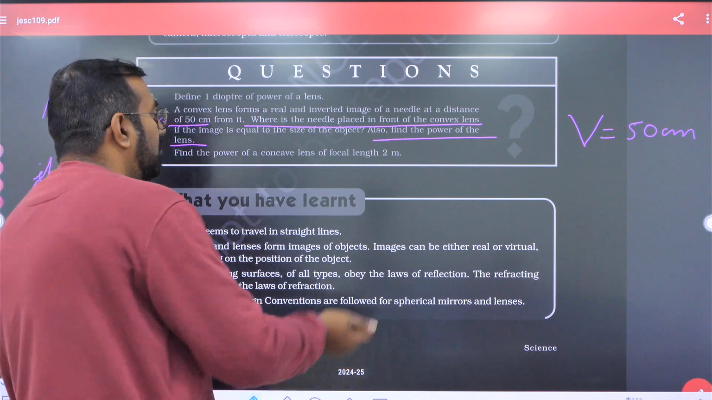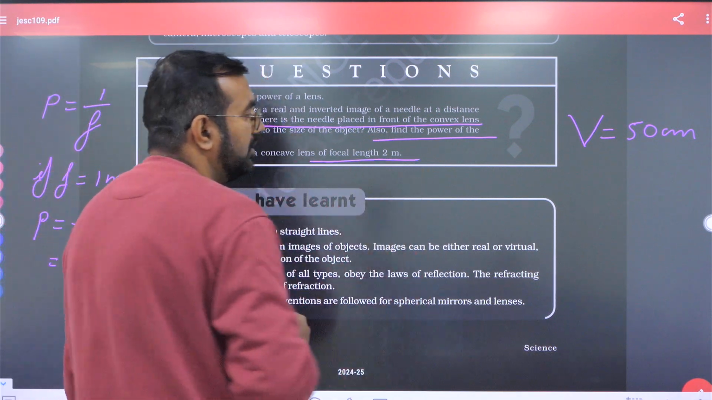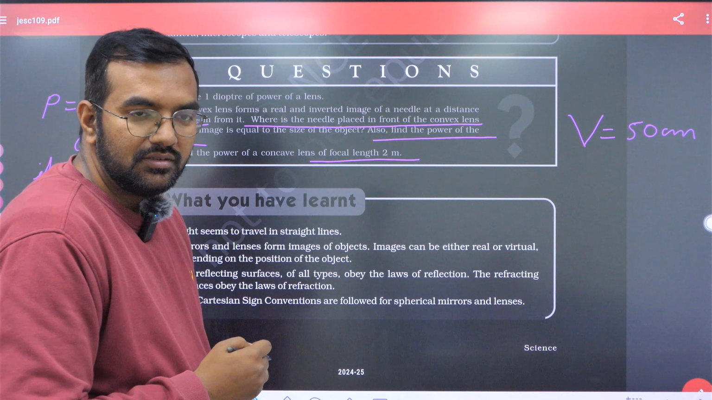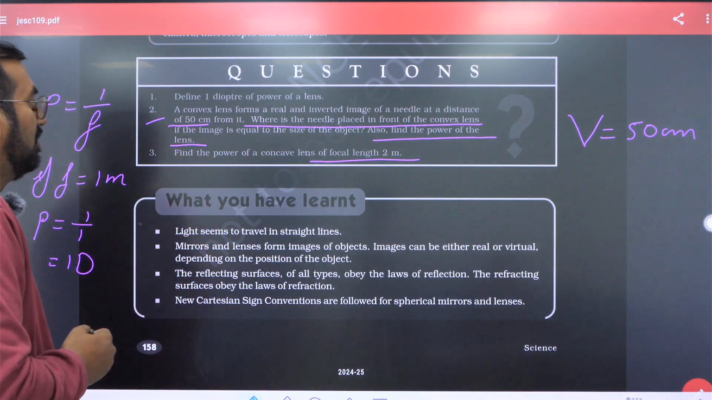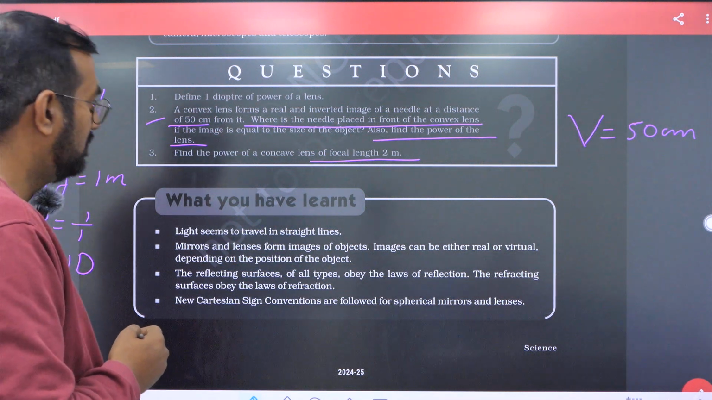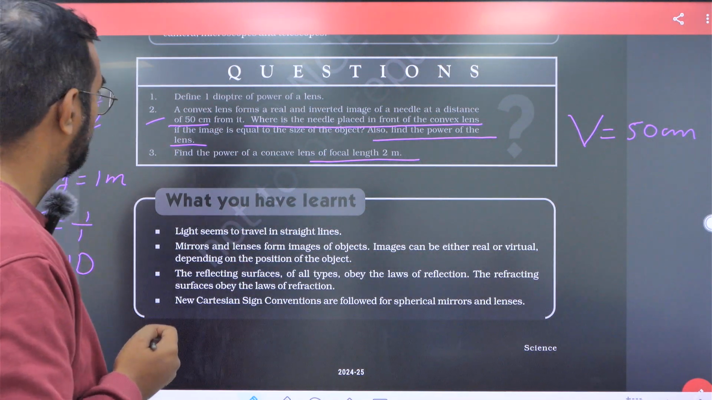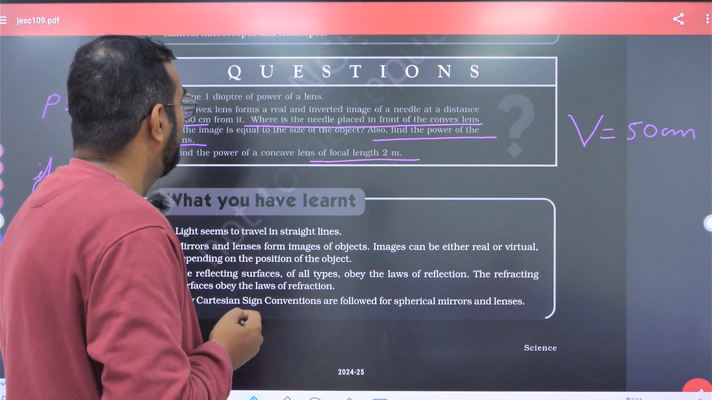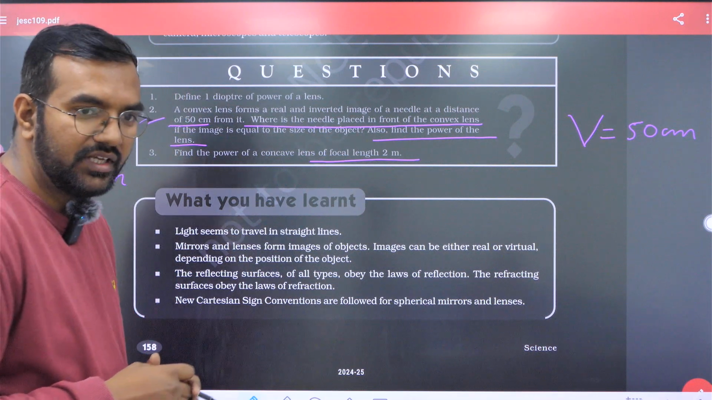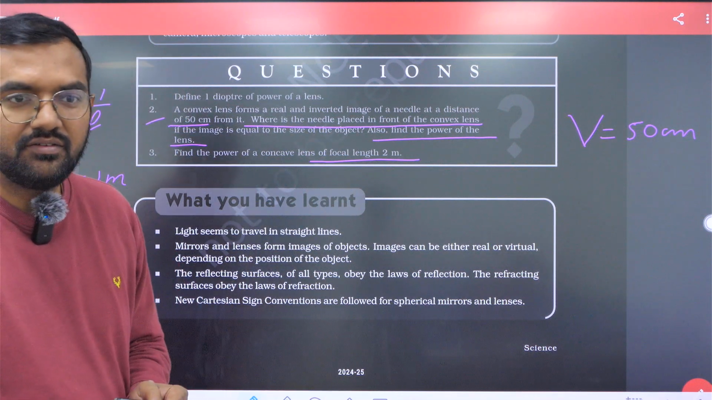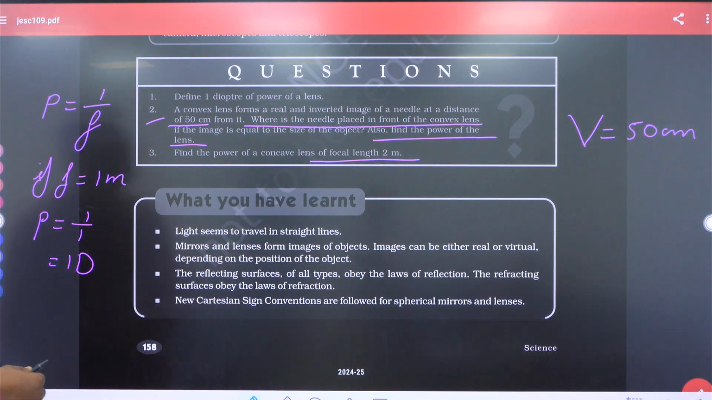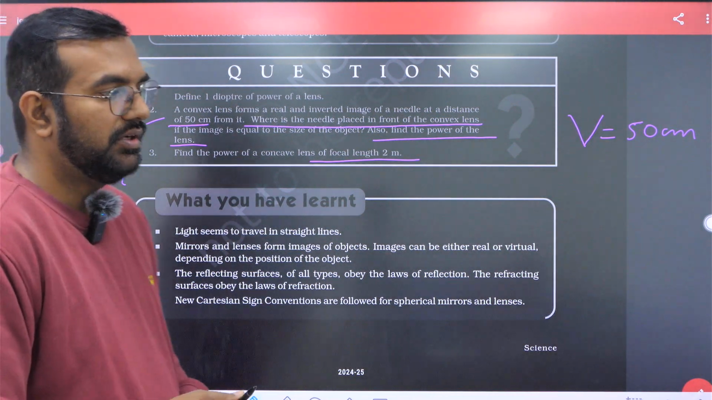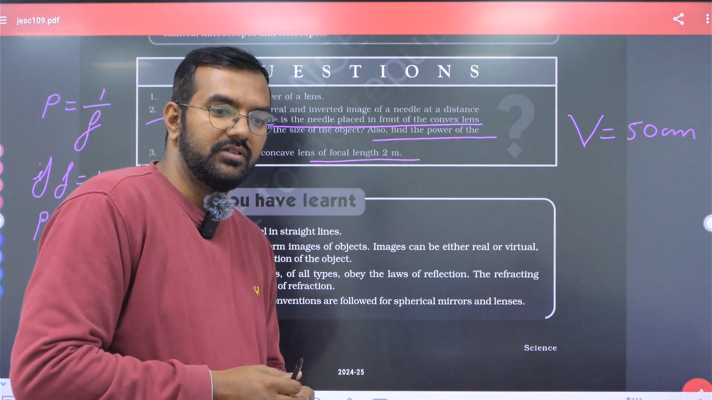Find the power of a concave lens of focal length 2 meter. Find the power of a concave lens of focal length 2. Then it is minus 2 here, since it is concave. In the case of a concave lens, focal length is negative. P is equal to 1 upon minus 2, that will be equal to minus 0.5 diopter.